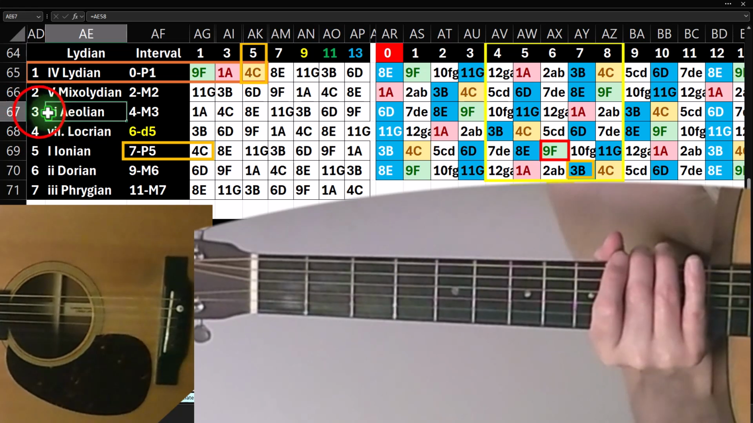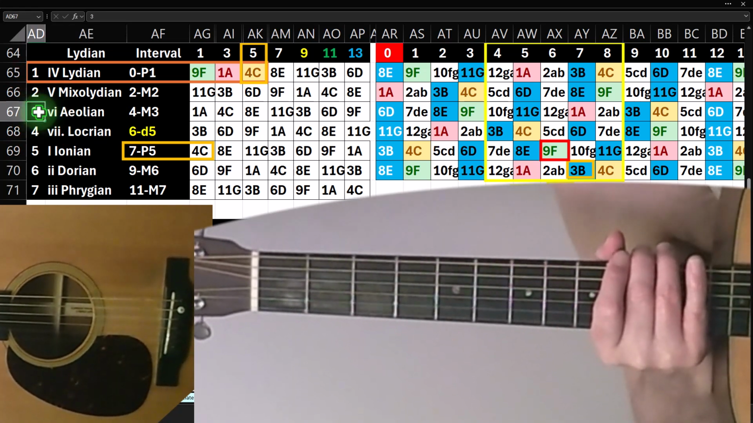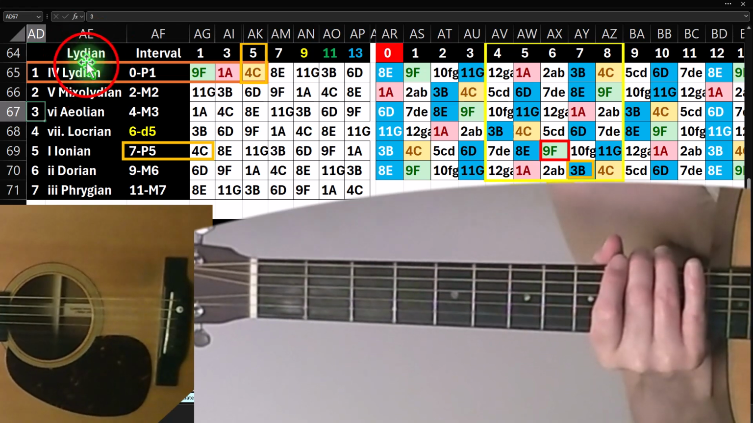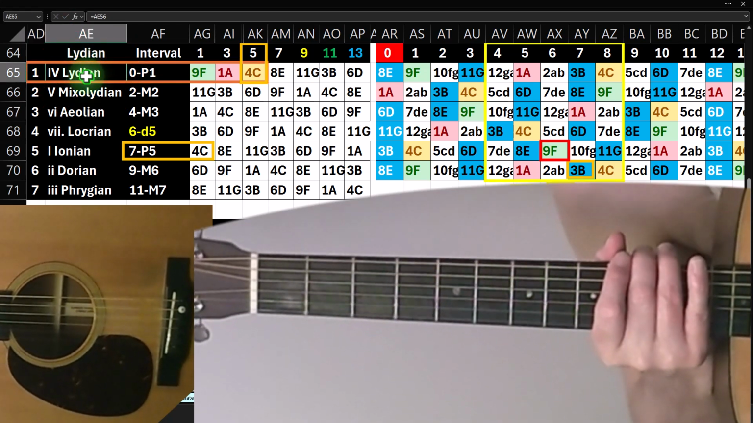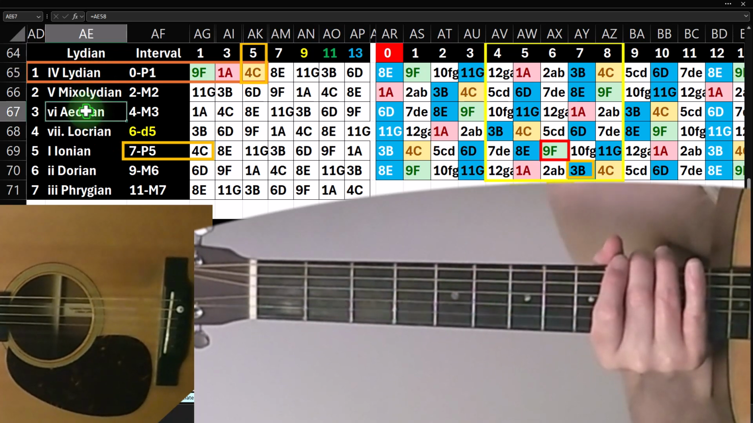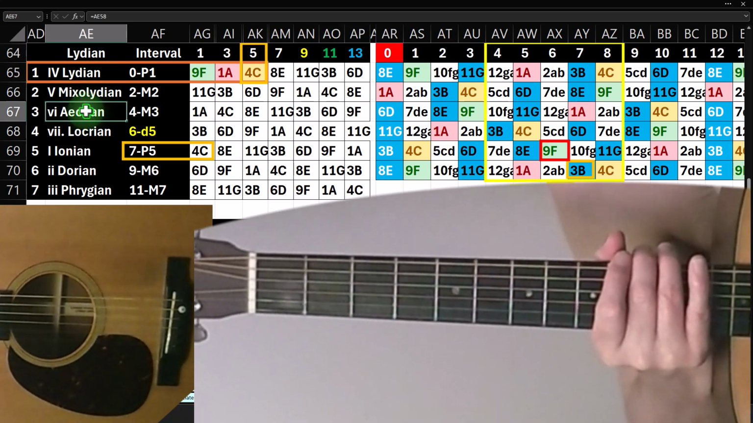So I can take the relative position, which is the 3rd related to the Lydian, minus 1 gives me 2, plus the mode that I started on, which was mode number 4. 4 plus 2 gives me 6. Mode number 6 is Aeolian.